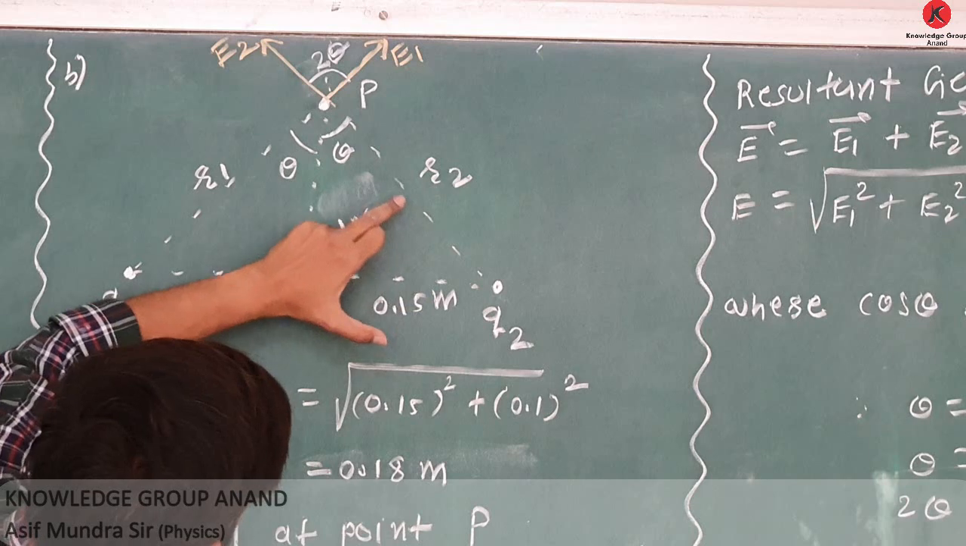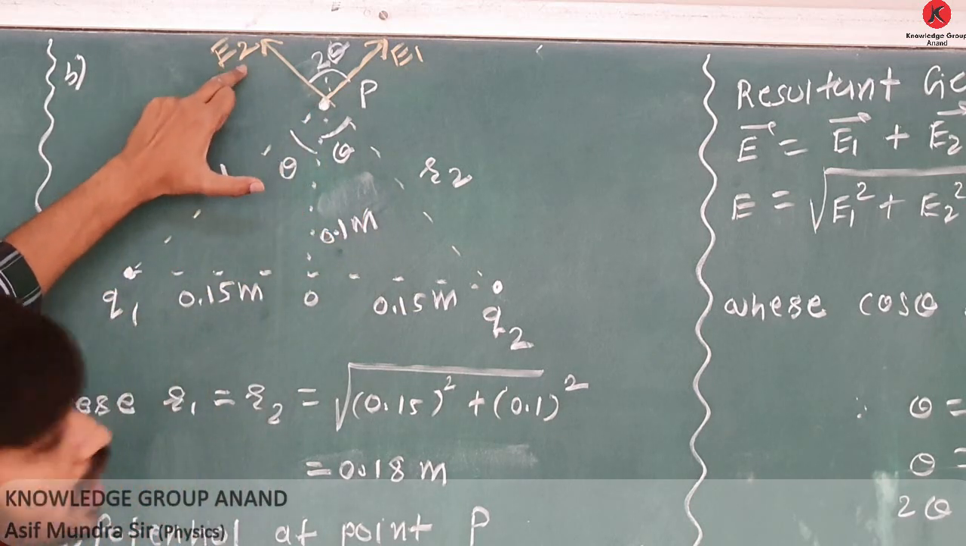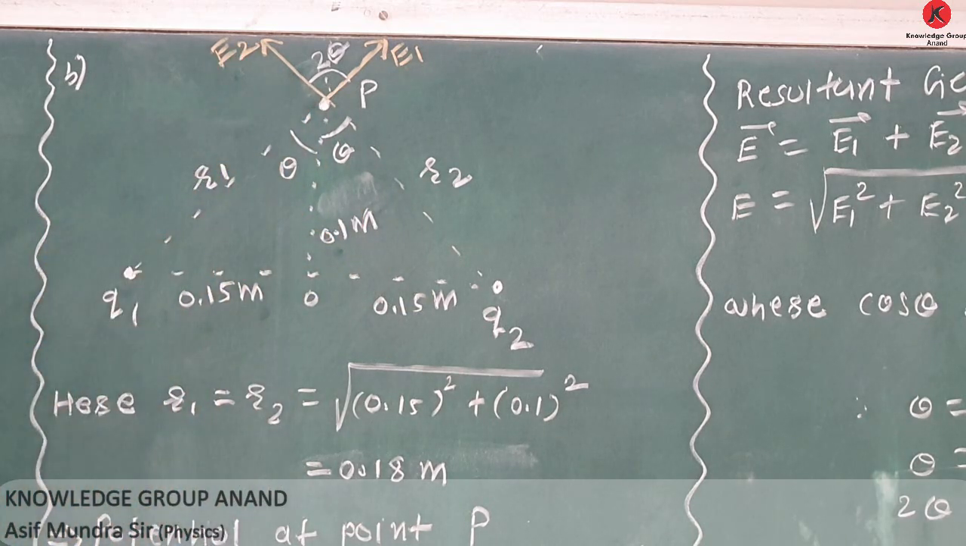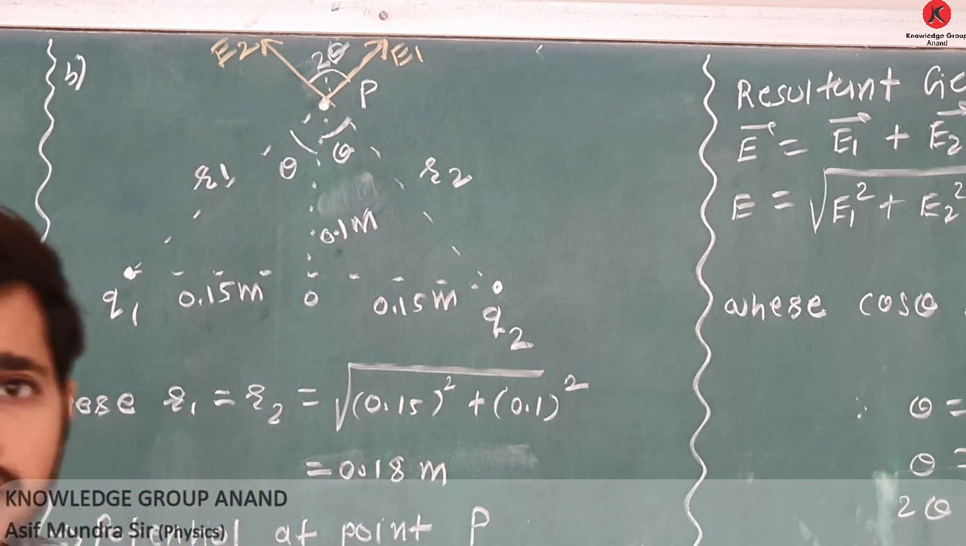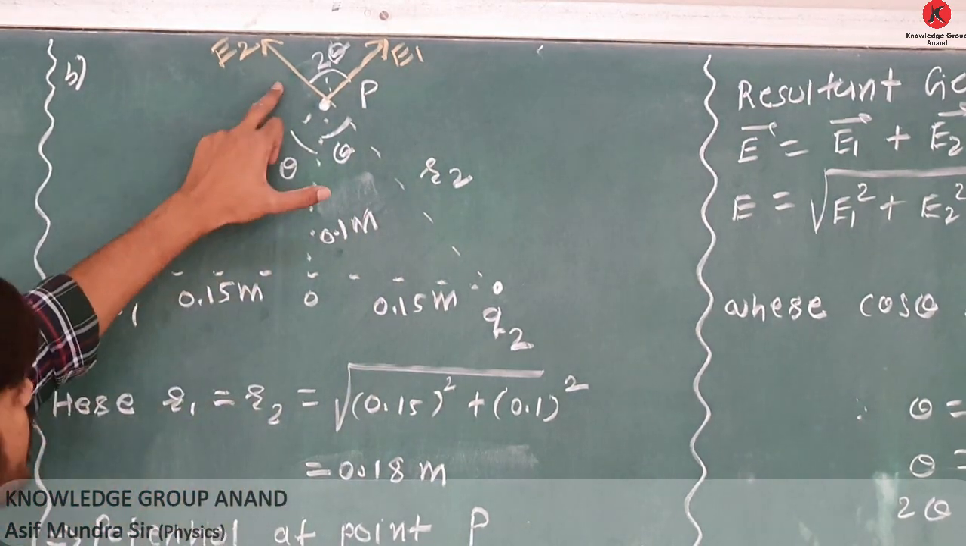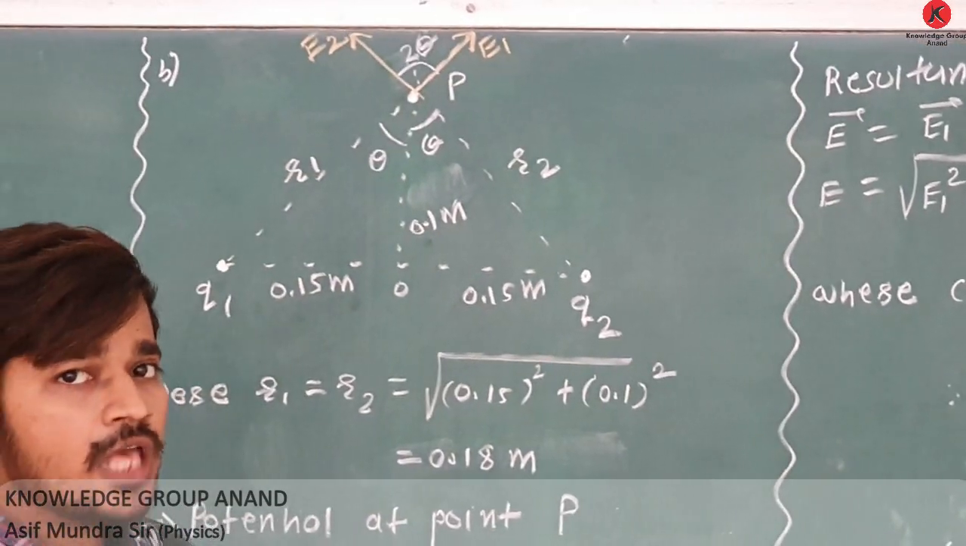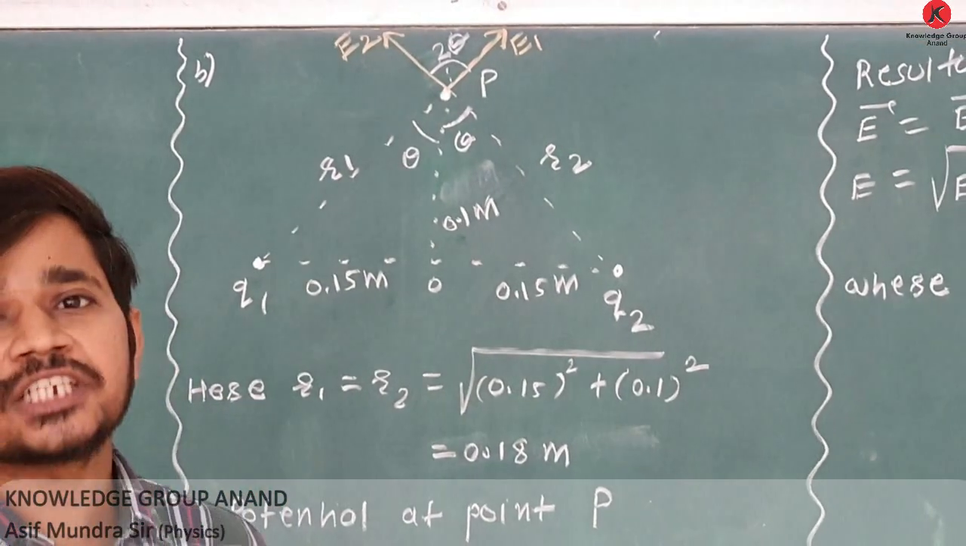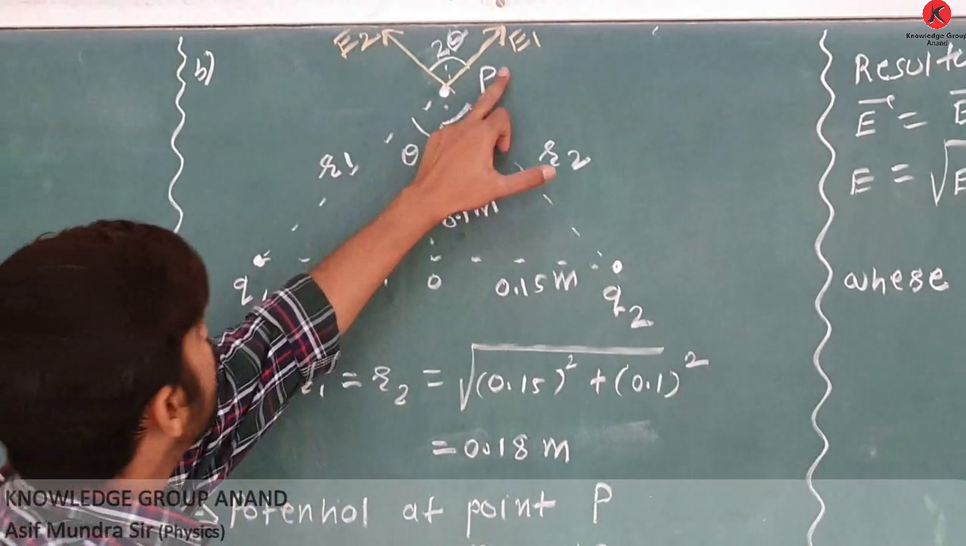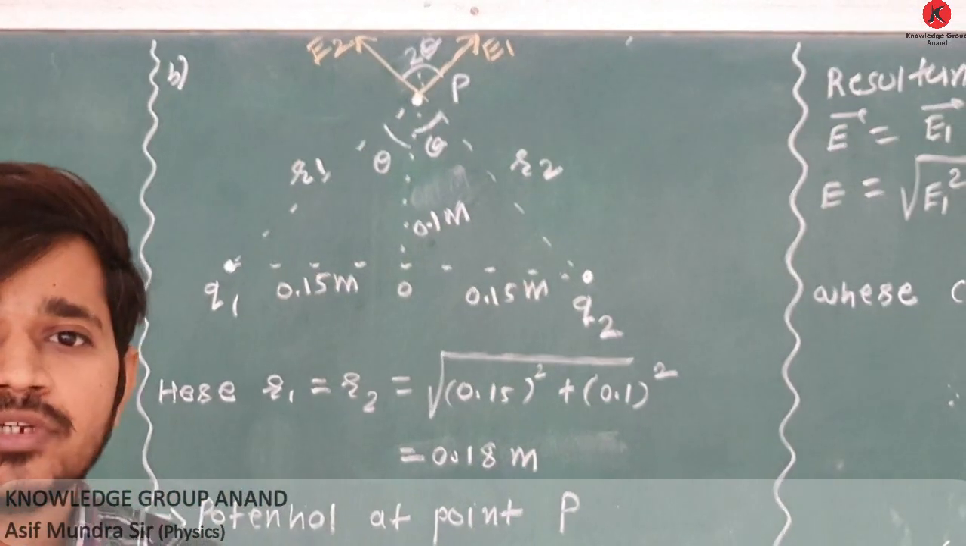Clear? Okay. Similarly, you do Q2 charge. What is electric field at point P? Again, outward, because it is positive charge. So it is E1 and it is E2. Okay, they are not in same direction. They are not in opposite direction. So E1 and E2, they have some angle between them.